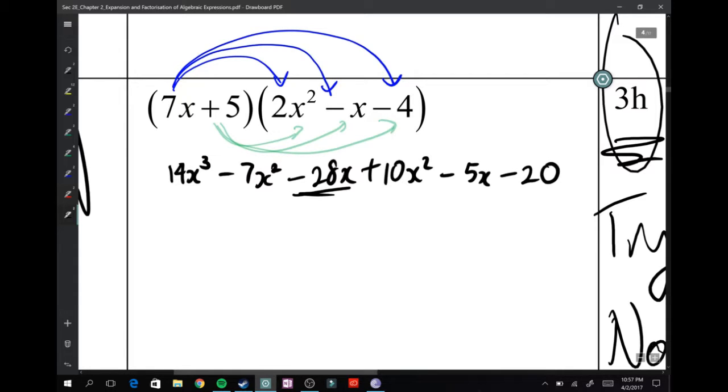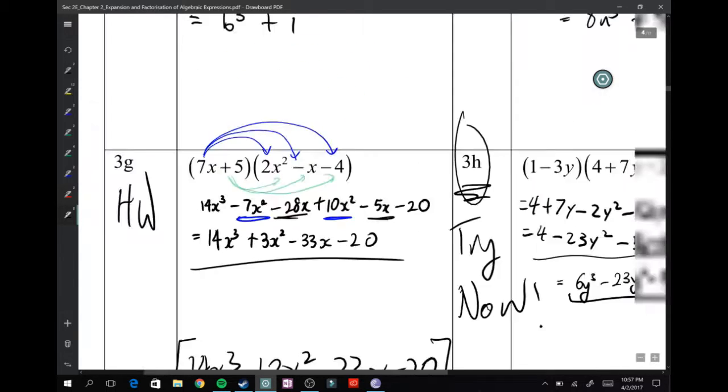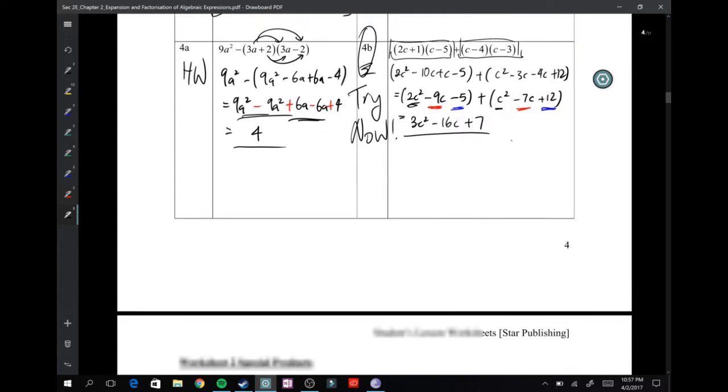Group all the x together: the x squared together and all the x cubed. There's only one x cubed, so it can remain. You get 14x cubed minus 7x squared plus 10x squared. The blue one, you should get plus 3x squared because minus 7 plus 10. And the black one, minus 28 and minus 5, you get minus 33x minus 20. This is your answer. Clear? Page 4 done.